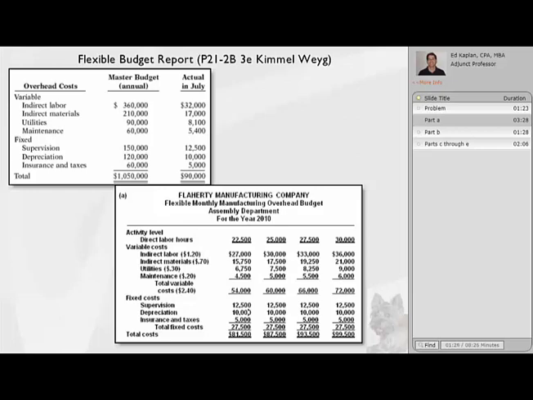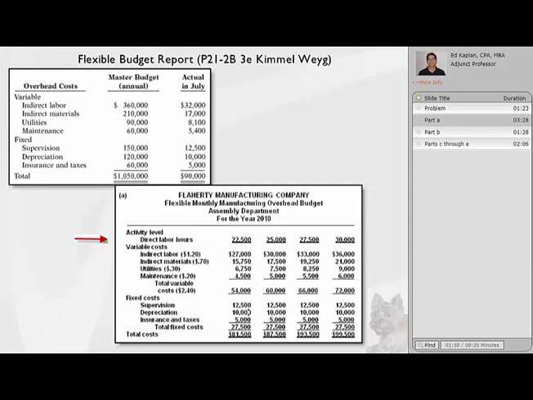Now on this slide, I've duplicated the key numbers that came from the table on the earlier slide, and we're going to have that in front of us so that we can illustrate how we put together Part A, which is the Flexible Monthly Manufacturing Overhead Budget Assembly Department for the year 2010. And it's a flexible overhead budget because we have 4 possible levels of activity, and the levels of activity are based on direct labor hours.